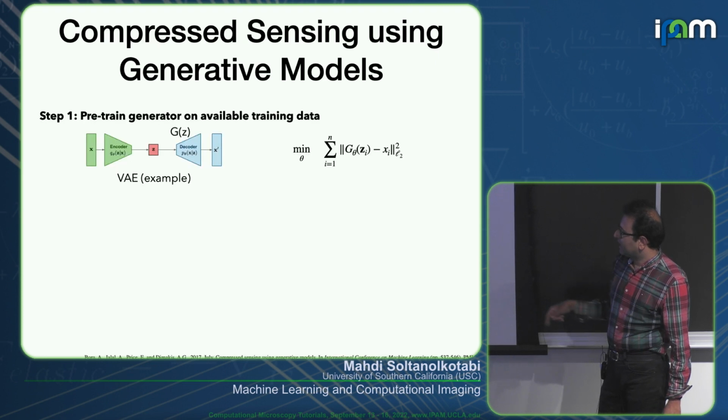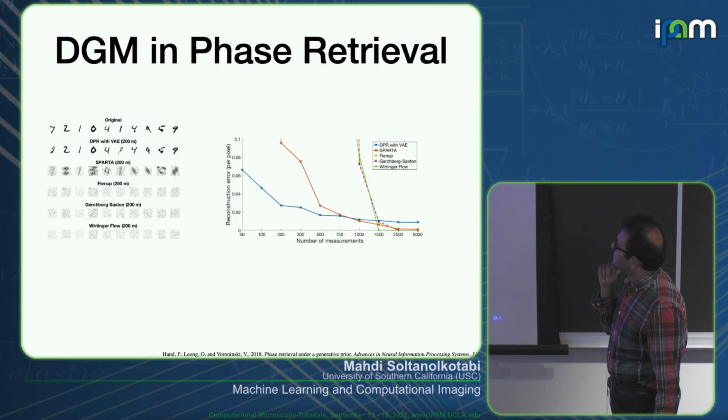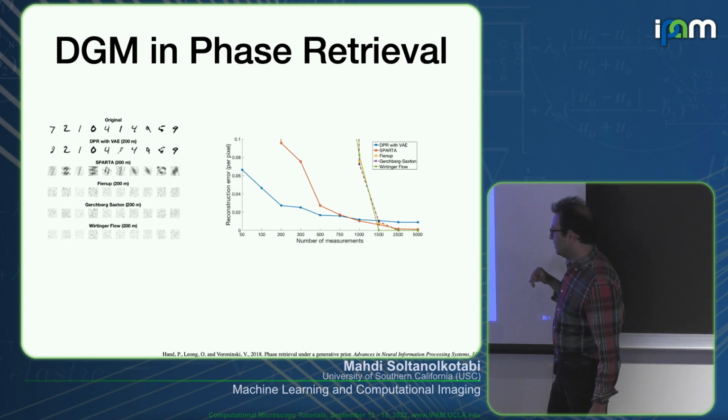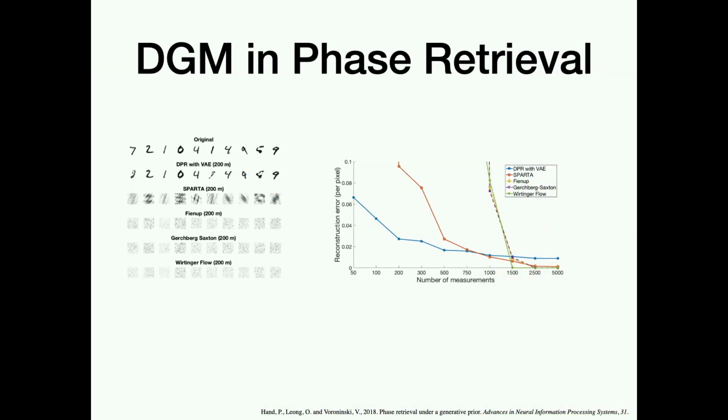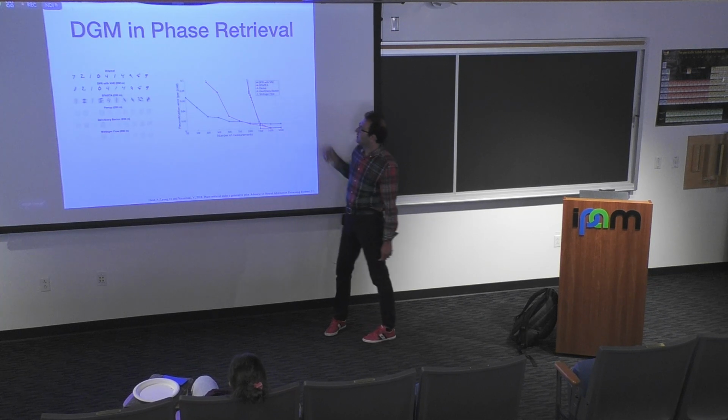This particular one is from Alex Dimakis's group. Here's another example, which I think is by Paul Hand and Vladislav Voroninski. They've used it even for a phase retrieval model. Imagine you have a phase retrieval model on top of an MNIST-looking data set. And they've compared using these priors to not using priors at all, like some of the more standard Gerchberg-Saxton kind of algorithms without priors, and even some with sparsity priors.